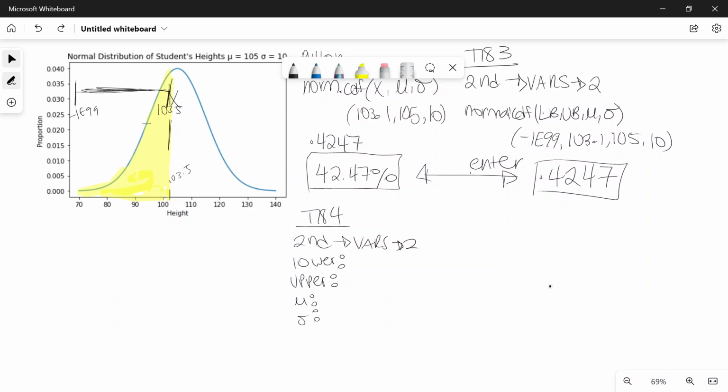All right, so from my memory, this is what it gives you. The lower is the same thing. You just put in negative 1 E99, upper 103.1, 105, 10, and then there's this paste thing that when you hover over it, it turns black, and then you just press enter, and it should give you 0.4247, and that's your answer. So that's it with Python, TI-83, and TI-84.